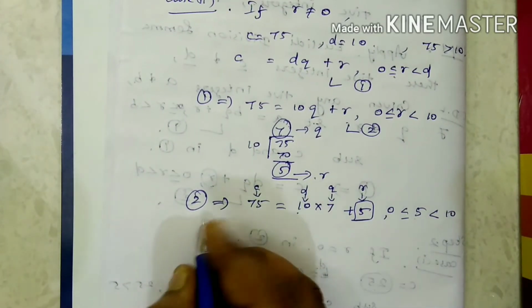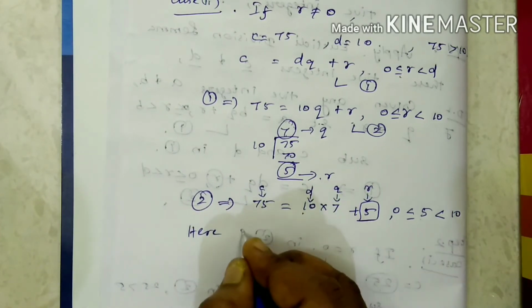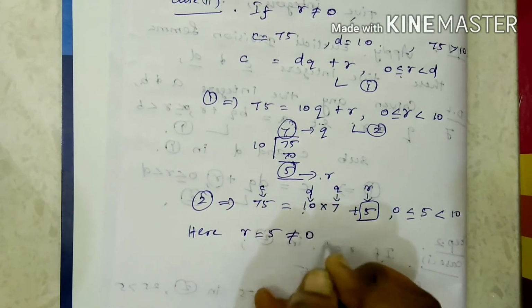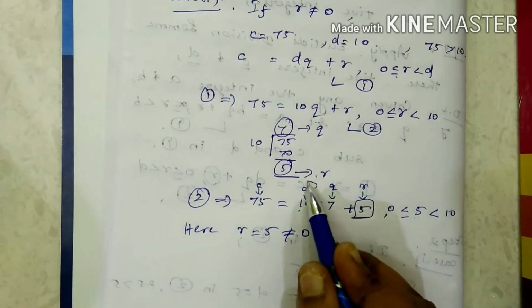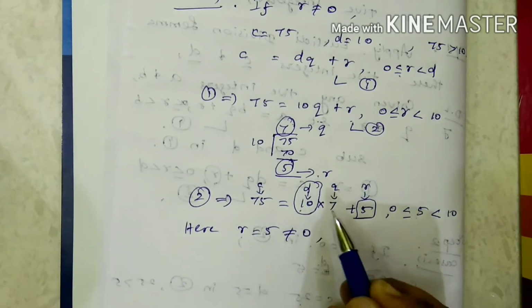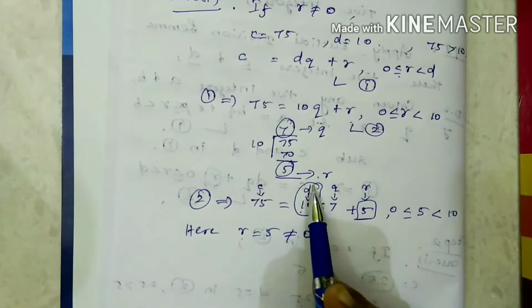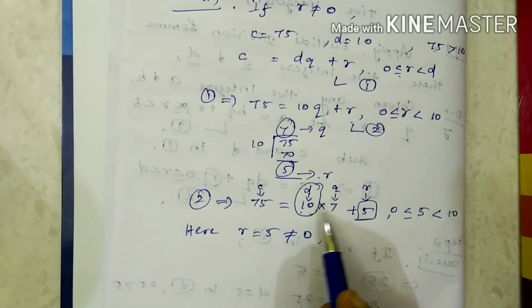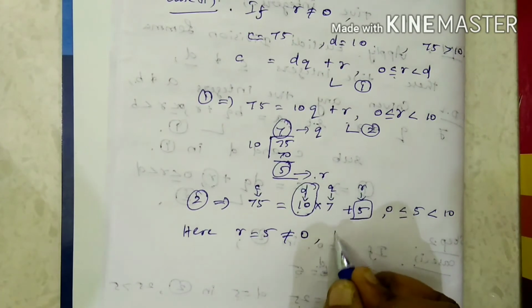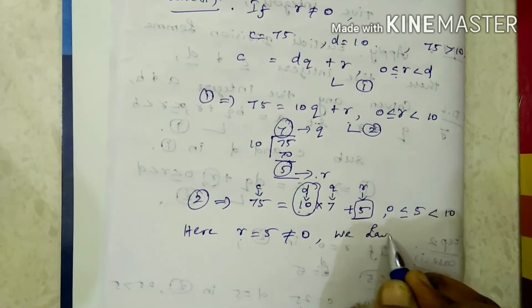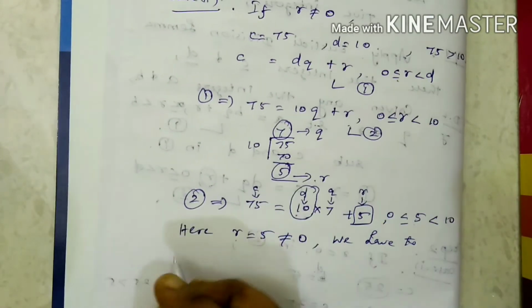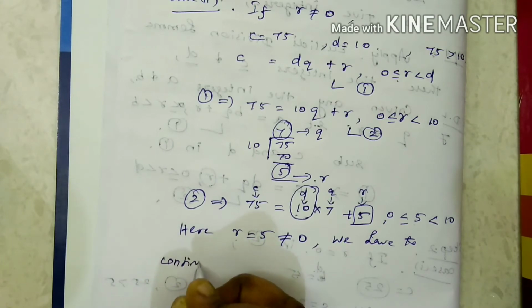Here the R value is 5, which is not equal to 0. This means D is not the HCF of the given two numbers 75 and 10. The divisor at this stage is not the HCF. That means we have to continue the process.